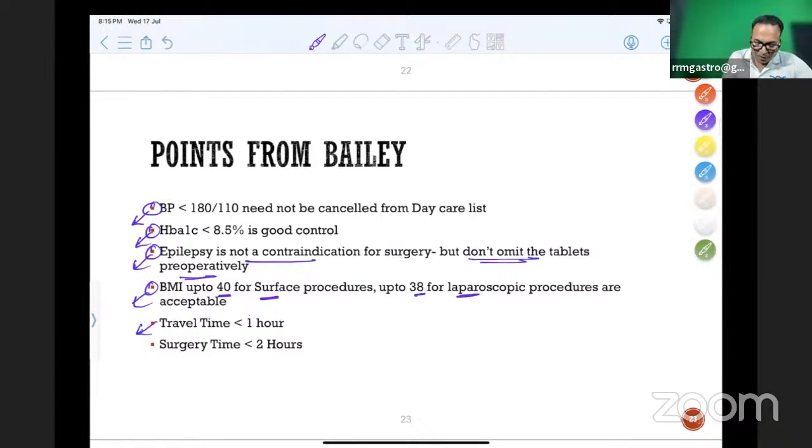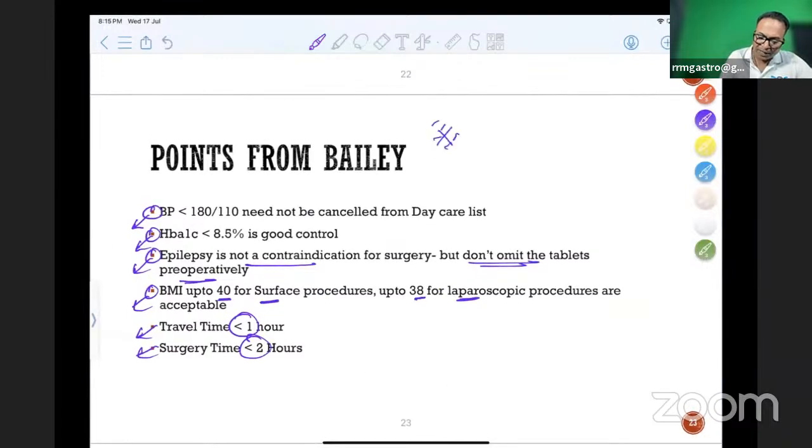So travel time should be within 1 hour, surgery time should be within 2 hours. This is what we expect in MCQ. So for a daycare surgery, what are the conditions? Hypertension is not a contraindication. BP should be less than 180/110. Diabetes is not a contraindication. HbA1c should be less than 8.5.